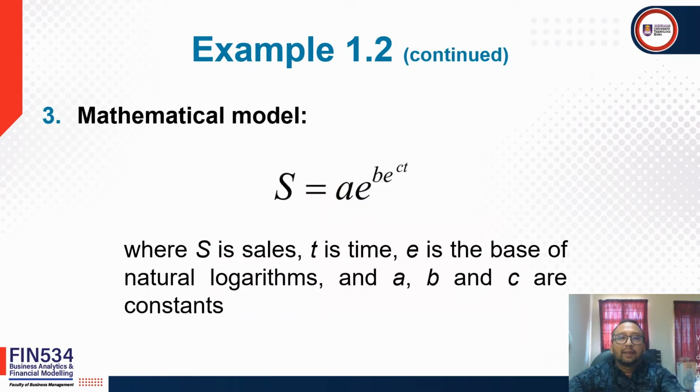Next one, mathematical model. It's very simple. For example, S is equal to A e to the power of B e to the power of C T, where S is sales, T is time, e is the base of natural logarithms, and A, B, and C are constants.